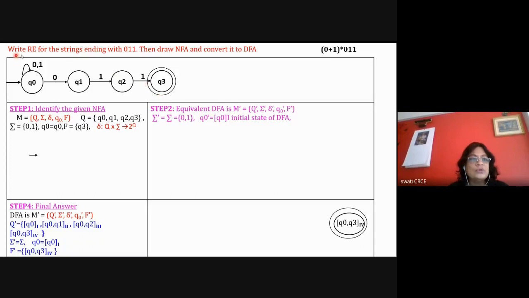So first you write the regular expression for the strings ending with 0, 1, 1. So what is the meaning of that? That this is my answer: my string is ending with 0, 1, 1, and before that anything can be there, either 0 or 1. So anything for any number of times can be there before, and then the string is ending with 0, 1, 1. It should be accepted. Okay, so how to draw the diagram for that?